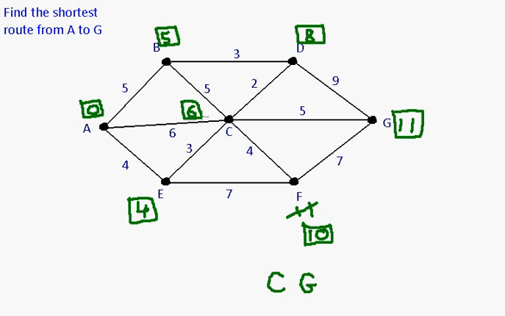6 take away 5 is 1, that's not 5. 6 take away 3 is 3, not 4. So 6 take away 6 is 0. So it must have gone A, C, G. Okay, so that was our shortest route from A to G, and its value was 11.